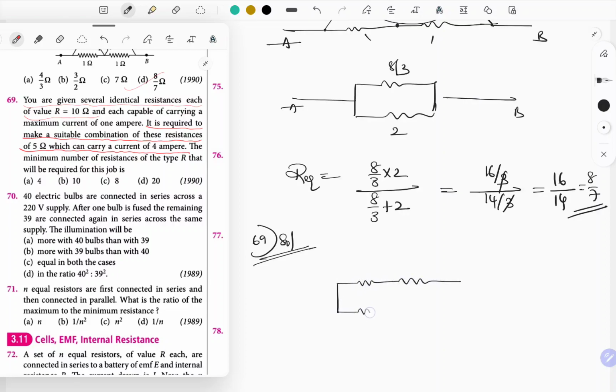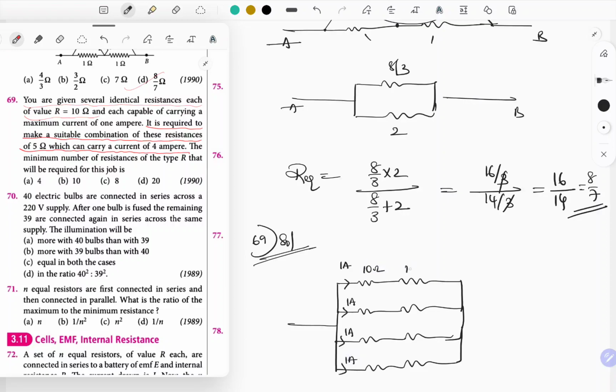Okay, it's not that easy to answer directly. So I'm just selecting resistors like this. Why am I selecting 4 different paths? Because in parallel combination only I can add the current, right? So current flowing through each resistor is 1 ampere. 1 ampere, 1 ampere, 1 ampere. This is of 10 ohm, 10 ohm, 10 ohm, 10 ohm, 10 ohm, 10 ohm.